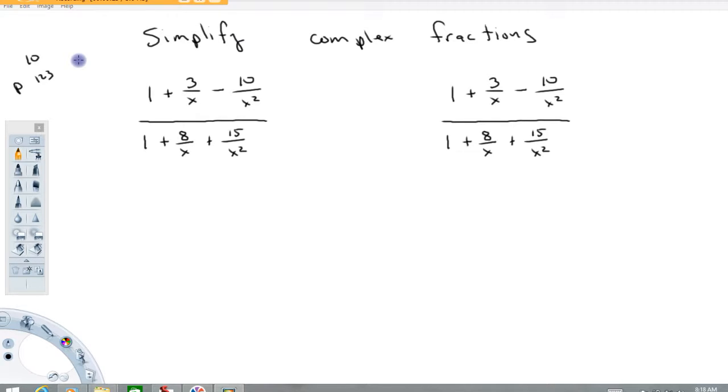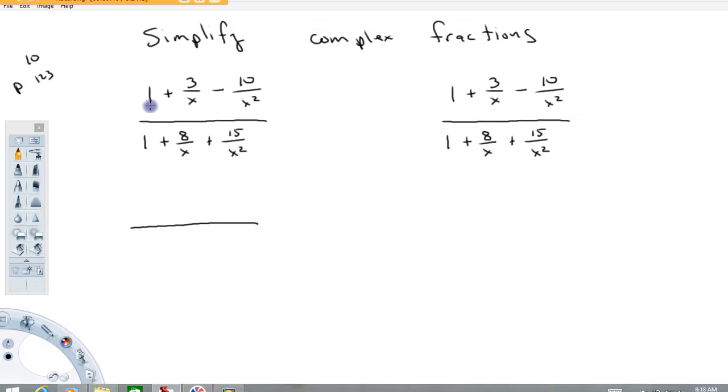So approach number one. One thing we can do is we could just simplify the numerator, get this combined into one fraction, then simplify the denominator, get this combined into one fraction. I'm going to go ahead and do that. So that's going to be for this fraction bar.